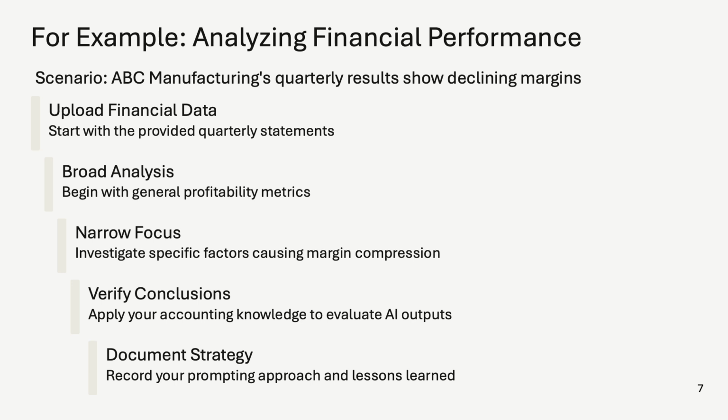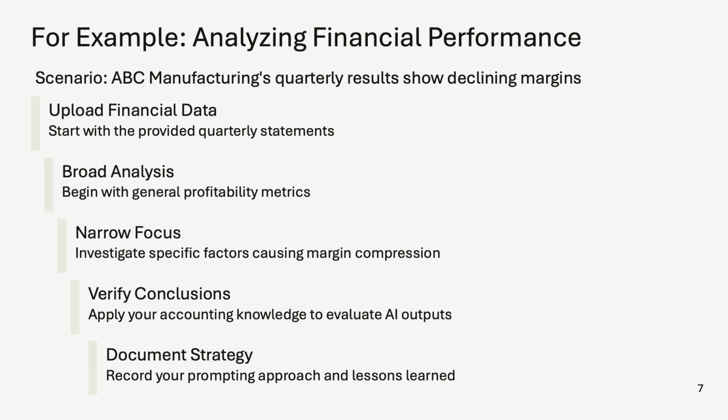As a first step, you would upload the financial data, making sure that you're adhering to policies related to confidential information. Then you would start with a broad prompt like, "analyze the financial performance trends for ABC Manufacturing, focusing on profitability metrics." Based on the AI's initial response, you would narrow your focus. You might follow up with, "the gross margin declined from 35% to 28%. What factors typically cause this type of margin compression in a manufacturing company?"